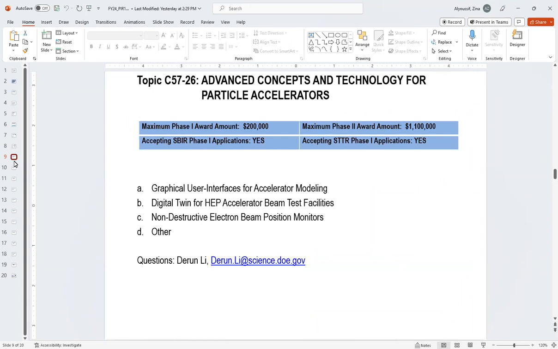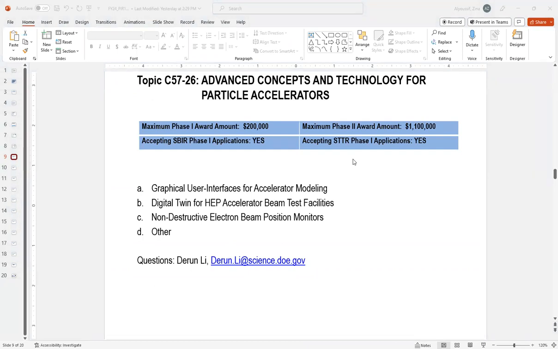Darren? Yes, I'm here. Can you hear me? Yes, go ahead, please. Okay, so topic 26 is about the advanced accelerator concept and technology. As we all know, within the current technology, without significant advancement, accelerators and colliders are becoming more and more expensive, and the size becoming larger and larger. So we're looking for topics which can help to advance the accelerator technology and the physics.